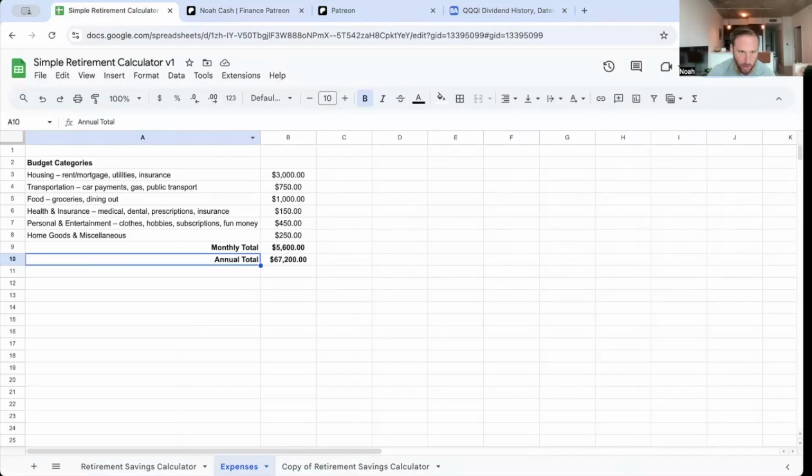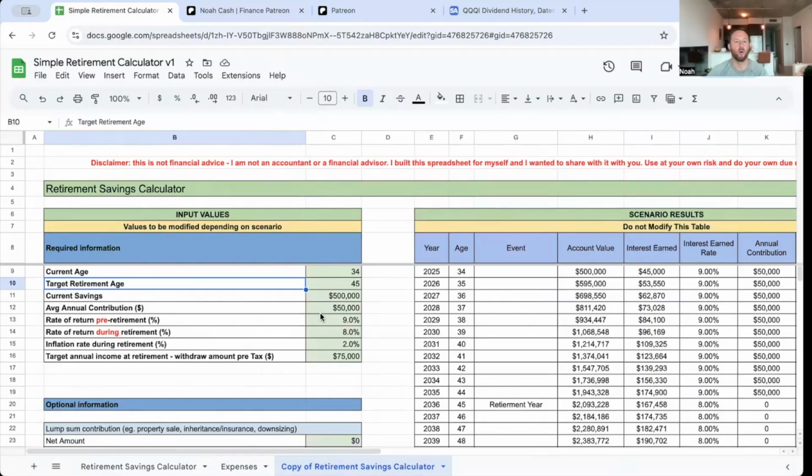Okay, so now that we have our expenses nailed down and aligned, the next piece we're going to do is go into our retirement calculator, okay? And we want to make a couple assumptions. We want to look at our current age, and let's say we're 34, and let's say we want to retire at 50 years old, okay?